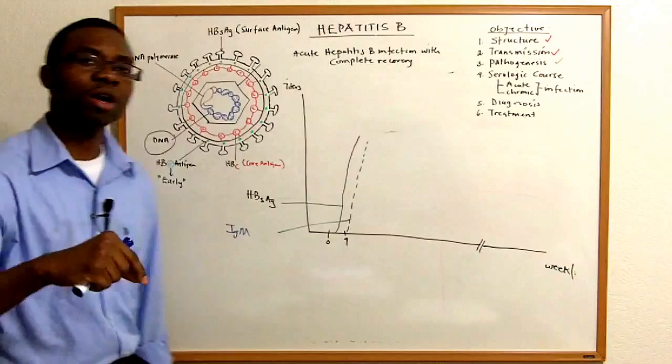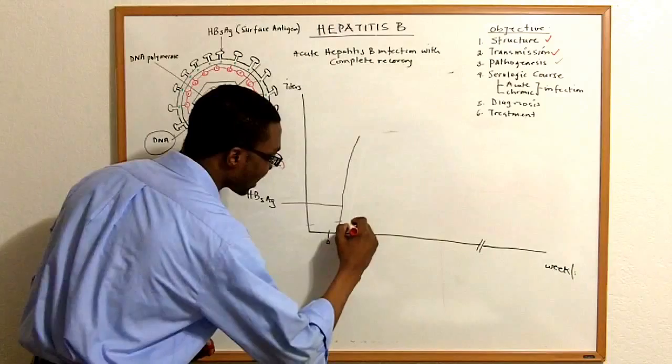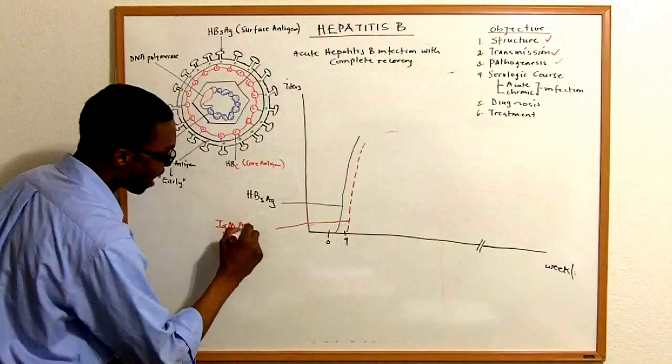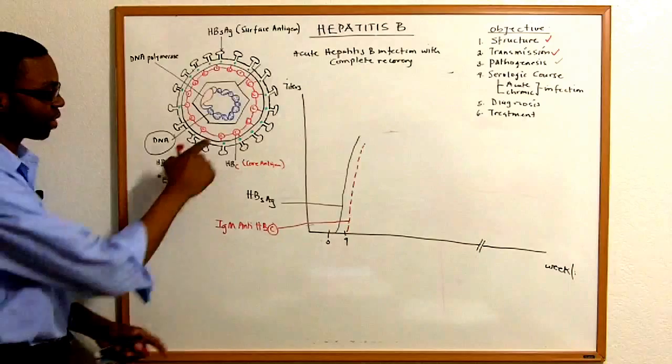So since it's red, you know what? Let's make that red so we can track the core antigens. Actually, that makes more sense here. Let's use red. We're going to start attacking the core by making antibodies against the core. So thus, immediately, IgM anti-hepatitis B core antigen antibody. That's the first antibody we're going to make right here against the core. Are you following? Good.